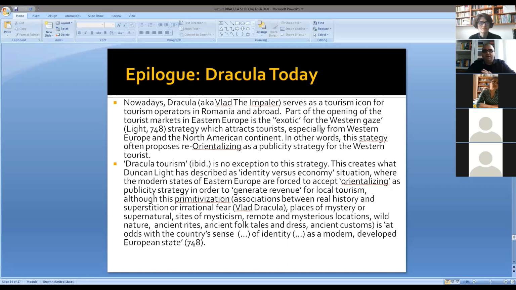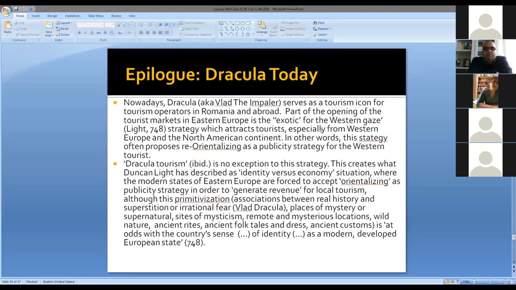But Dracula as Bloody Impaler serves as a tourism icon in Romania for tourism operators, not just in Romania, but throughout all Eastern Europe. Part of the opening of the tourist markets in Eastern Europe is the exotic for the Western gaze. See the commentary by Duncan Light.